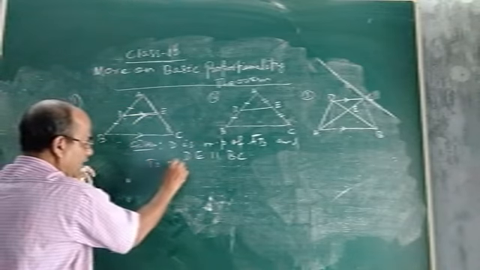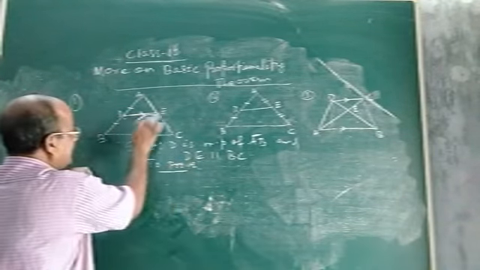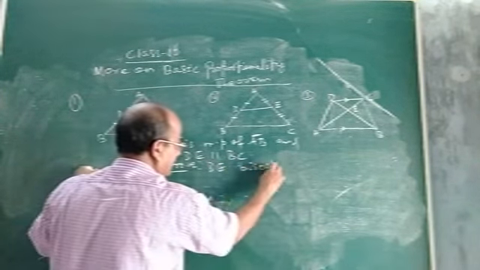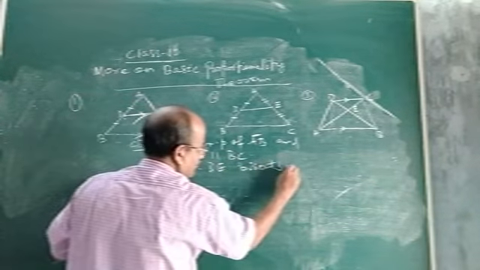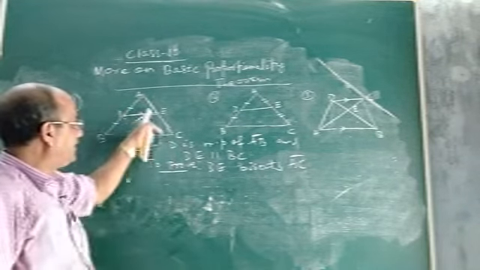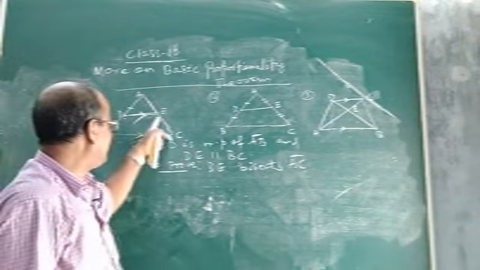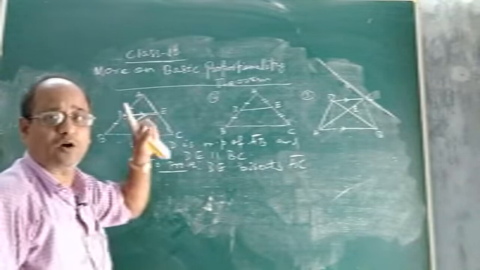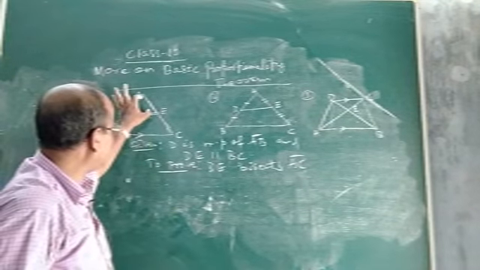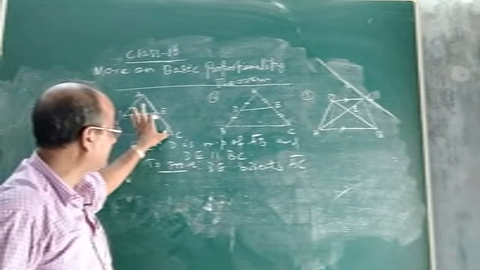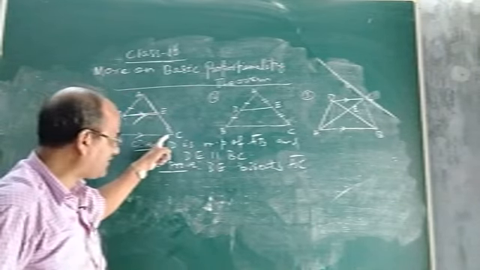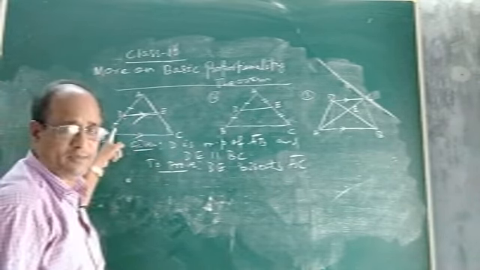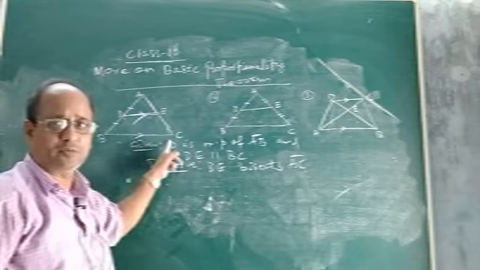So how will you prove that DE bisects AC? What does it mean that DE bisects AC? If DE bisects AC, it means AE and EC will be equal. So how to prove it? How will you prove that AE is equal to EC, that is, DE bisects AC, if it is given that D is the midpoint of one side, that is AB, and DE is drawn parallel to BC? So what is the statement?